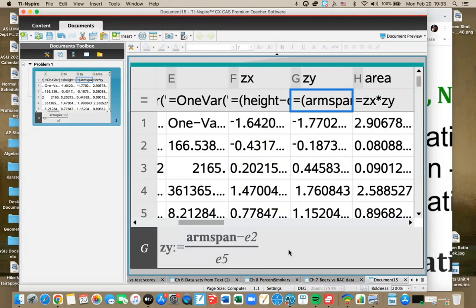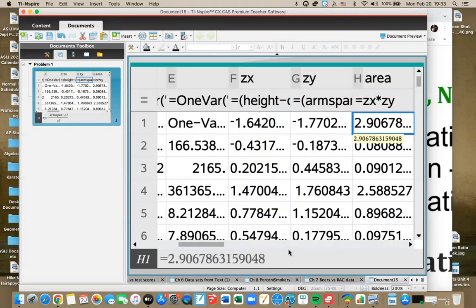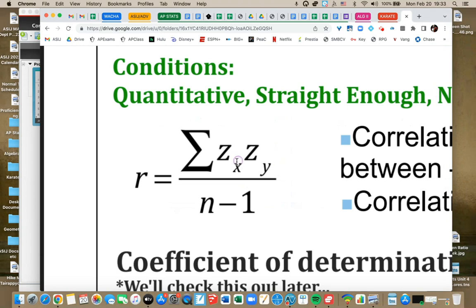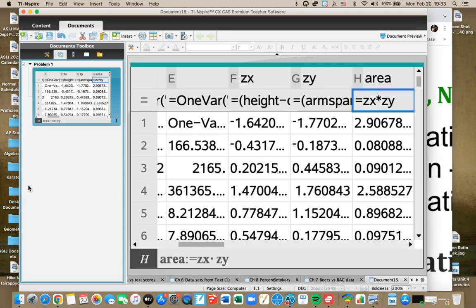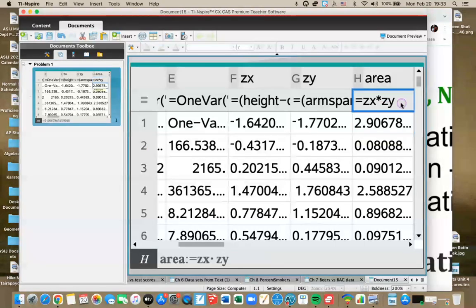Once you get your z-scores, let's go back to the formula. I've got all my z-scores here, and I've got all my z-scores here. What I need to do is multiply those together. So this is multiplication right here. Then I'm going to sum them up and do all the other work, dividing by n minus 1. Okay, so let's just multiply them out first. ZX times ZY. You can see I named this column area, trying to get back at that idea.